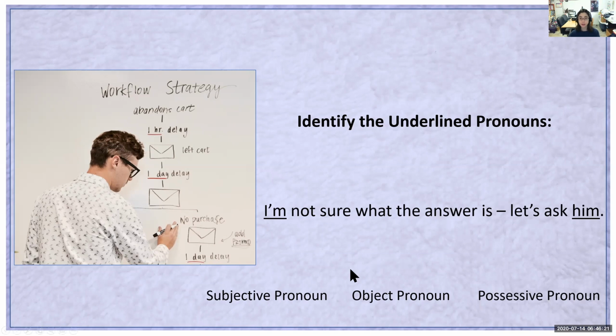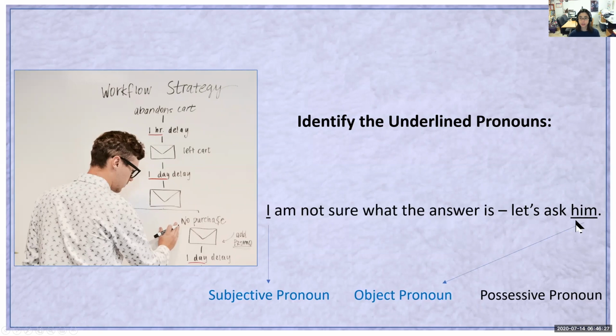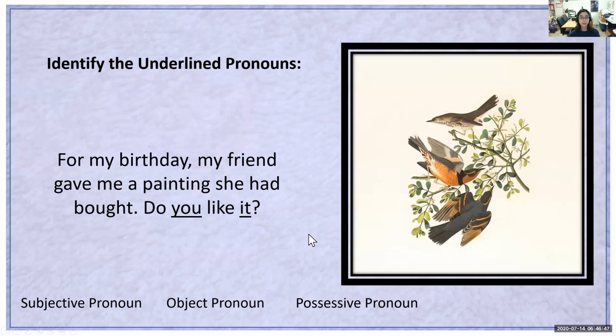If you said it was an objective pronoun, you are correct. And that's because it receives the action. We're going to be asking him. So he's going to receive that action, in this case, the question. So we've got I is a subjective pronoun. I'm is the same as I am, so I is the subjective pronoun. And then we've got him, which is an objective pronoun. Okay, what about this one?